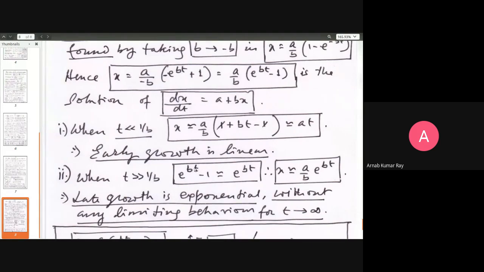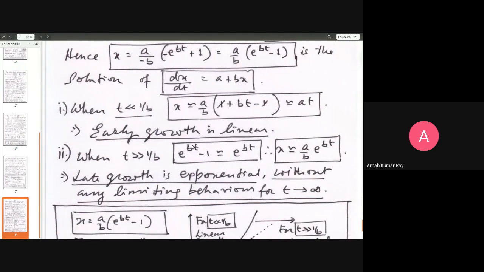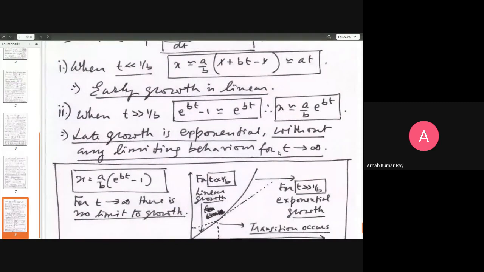Then if that is so, B into T will be very much greater than 1. And e raised to a number that is very much greater than 1 will be a large enough number against 1 itself. E raised to 10, let's say, is a very large number compared to 1. So you can neglect this 1 against it, and it will be e raised to bt. So as per this formula, x will be approximately equal to a by b, e raised to bt. You have neglected the 1 against it. So the late growth will now be exponential without any limiting behavior.